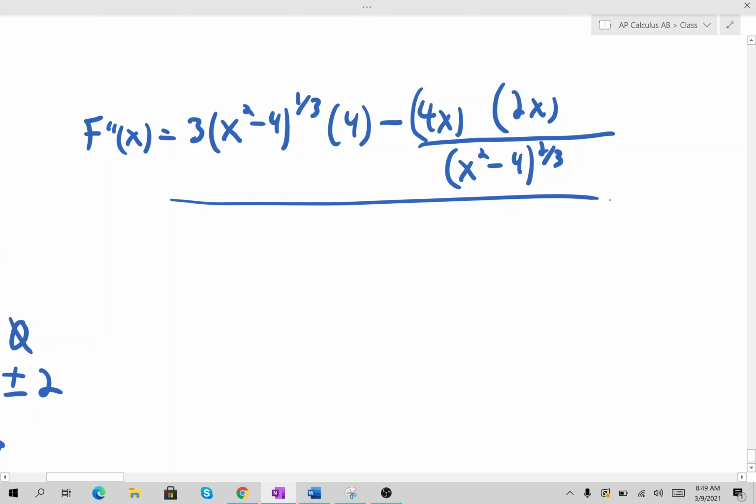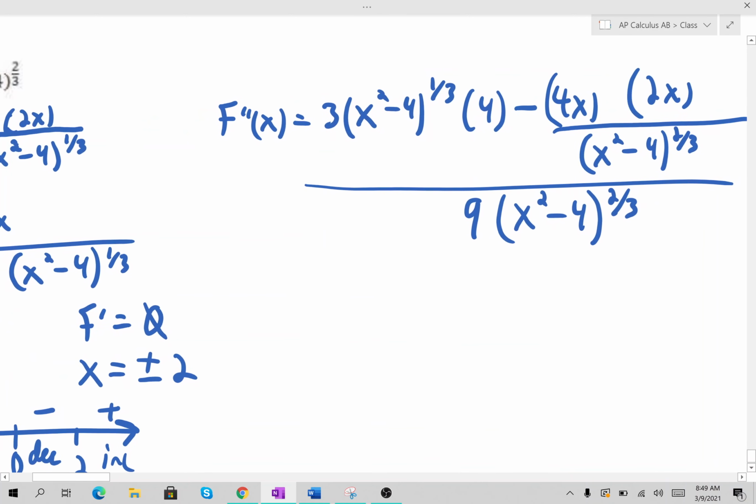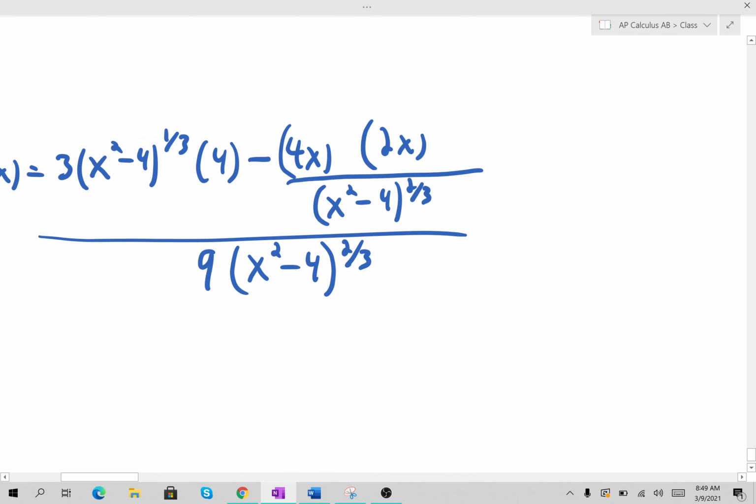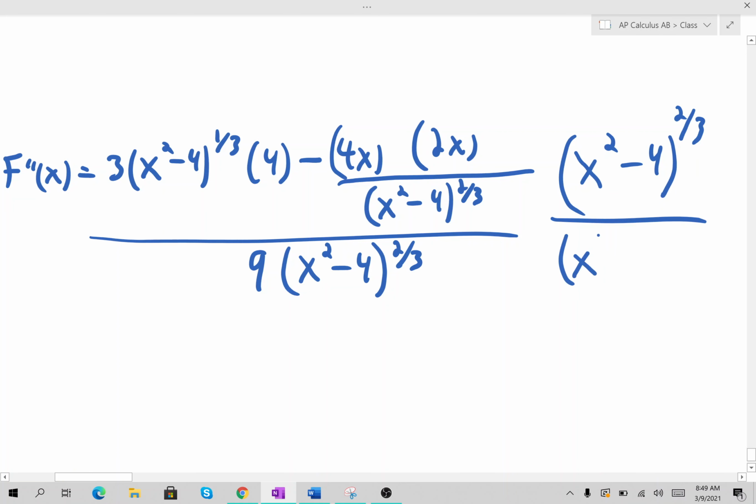And that's all over the denominator squared, which gives us a 9. That's this. And squaring this to the 1/3 makes it to the 2/3. So we have 9 times x squared minus 4 to the 2/3 like that. Okay? Now we got a complex fraction again, so you're like, oh man, but we do the same thing. It's really not too bad. It simplifies everything out for us. We've got to multiply this by x squared minus 4 to the 2/3.